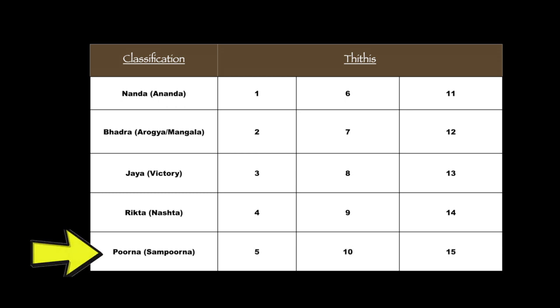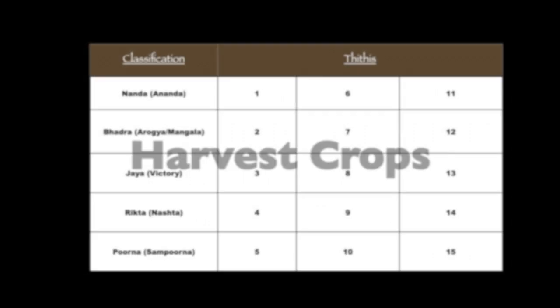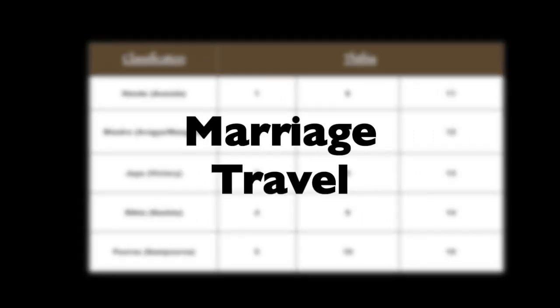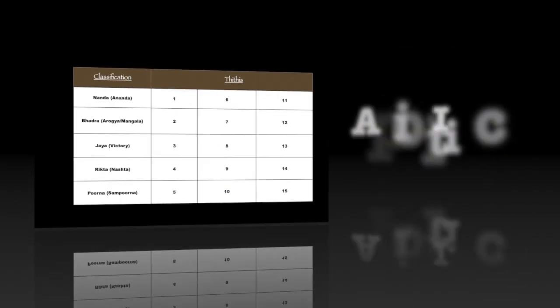The last classification is Purna, which comprises Panchami, Dashami, and Panchadashi tithis. Activities where a completion needs to occur are favorable. For instance, harvesting crops, education, even marriage or travel is favorable during Purna Tithi, but please note that on Amavasya, only Pitru Karma should be done. Auspicious activities should not be carried out on Amavasya.